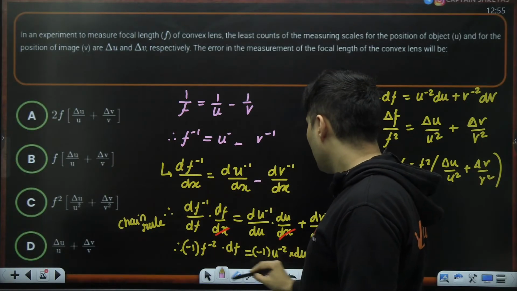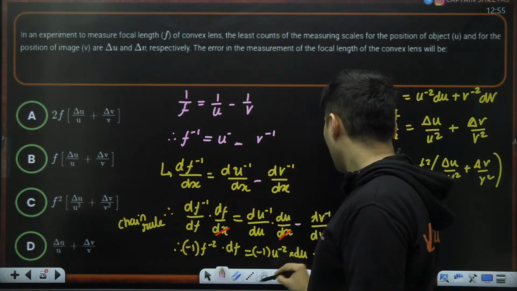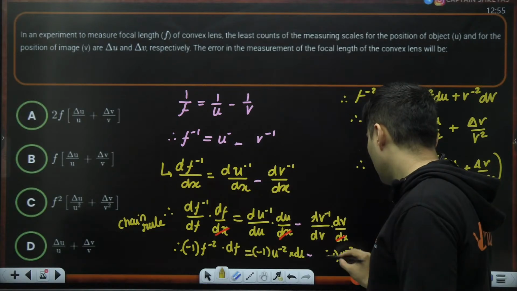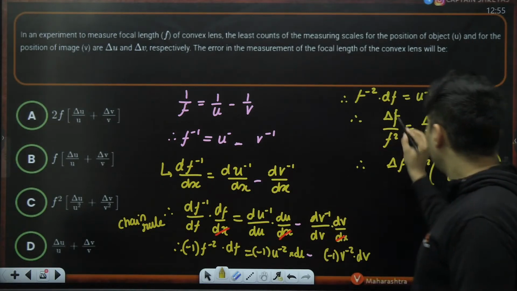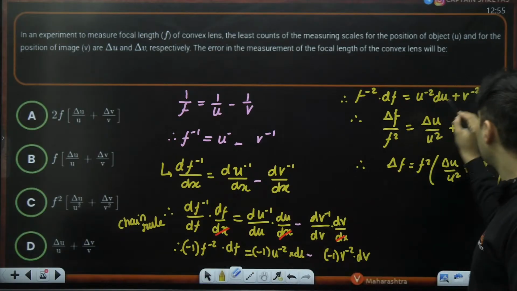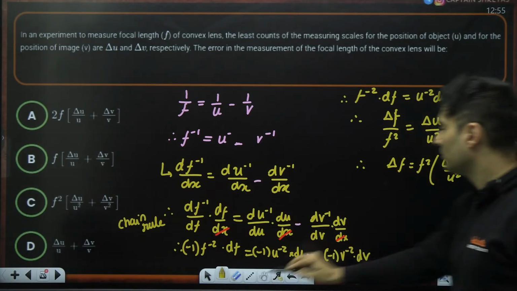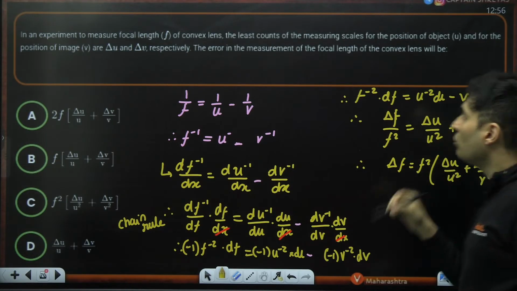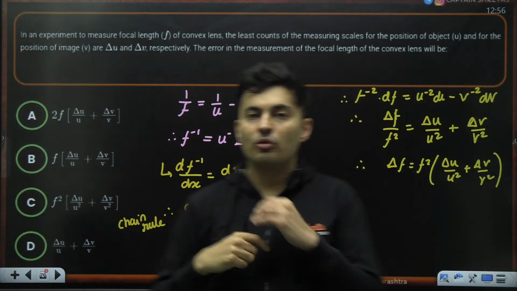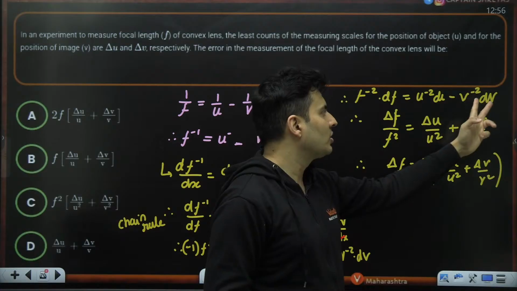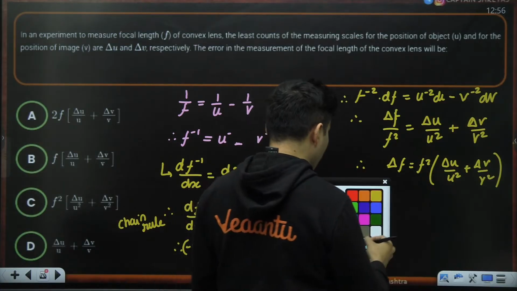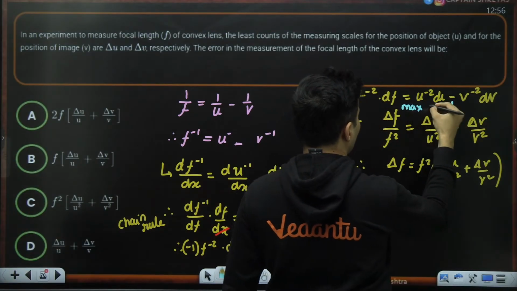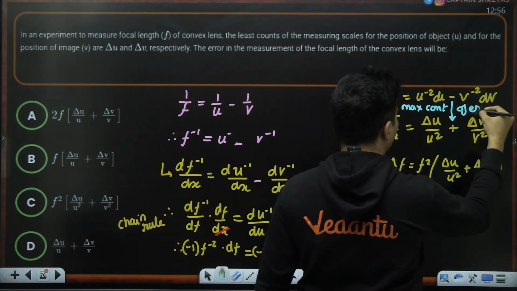But remember one thing. The moment you convert it into errors, this is also minus, but it will become plus because you want to find the maximum possible error. So whenever you convert into errors, this contribution and this contribution will become plus. This is the most important step actually.